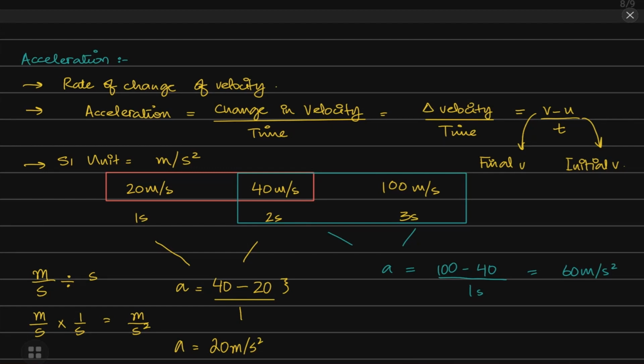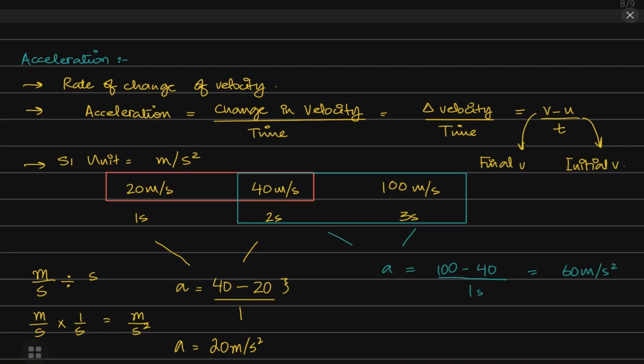And in 1 second, once again, I jumped from 40 to 100. My acceleration was 60 meters per second square, meaning my velocity changed by 60 meters per second in 1 second. Okay, makes sense. Now, in this case, you can visually see that I am speeding up, right? My velocity is increasing, and so is my acceleration in this case.